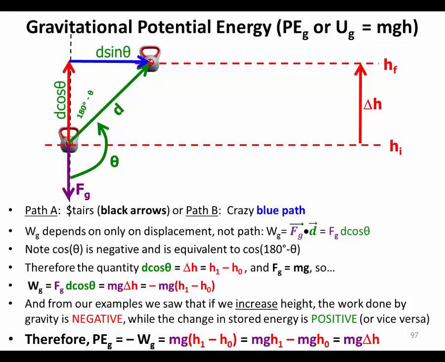And so our potential energy function due to gravity equals the negative of our work function, and if we take a look at this negative sign, it will just disappear. So we have mass times gravity times our final height minus our initial height to get our change in potential energy.